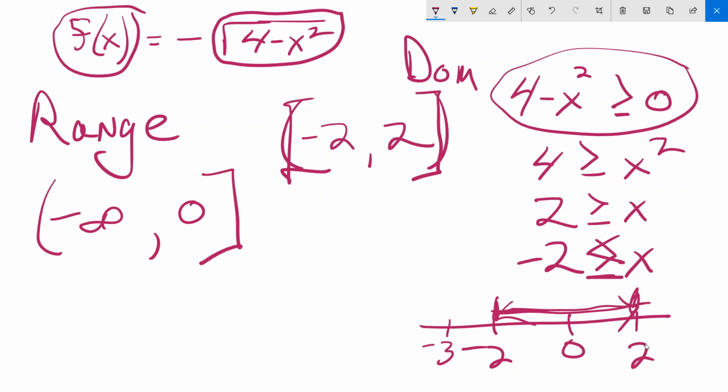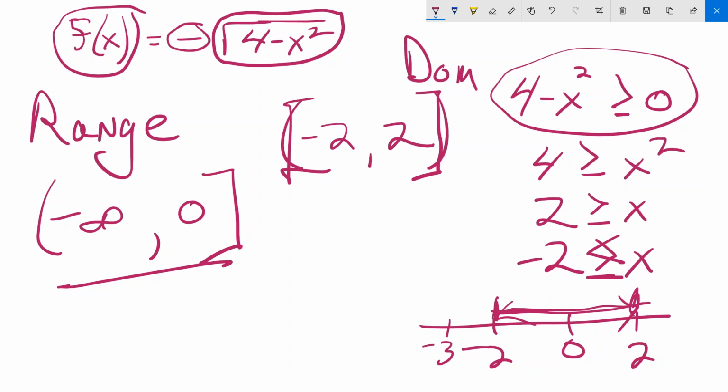Notice that there is no way that the range can be a positive number because of this right here. First of all, everything that comes out of that radical has to either be 0 or greater than 0, right? Yeah. The square root of something is always positive or 0. So when we add the negative sign, it means that we can go from 0 to negative infinity, or written properly in interval notation, it's negative infinity to 0. Okay.